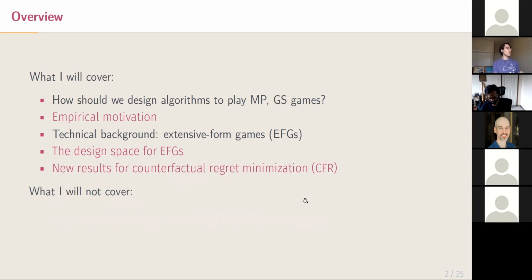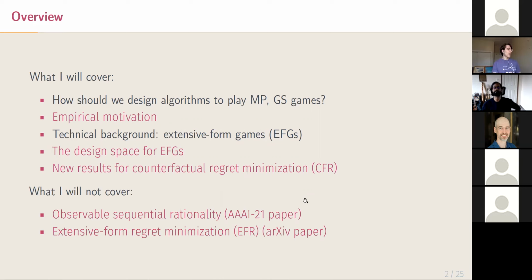What I won't get to in this talk is observable sequential rationality. This comes at the end of our AAAI paper. I think it's a really interesting extension to the traditional notion of sequential rationality in game theory, but I just won't have time for it today. As well, a new algorithm that we have in our second paper is called extensive form regret minimization that builds on all of these ideas. I will mention it briefly, but I won't go into the details about this.